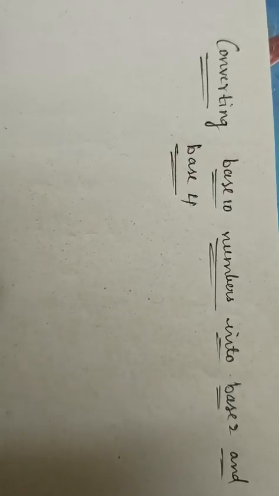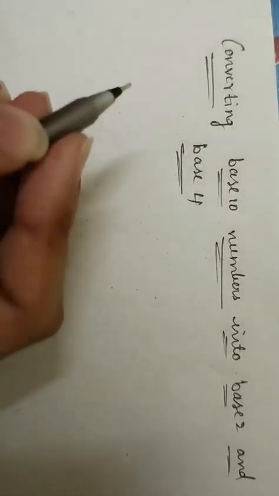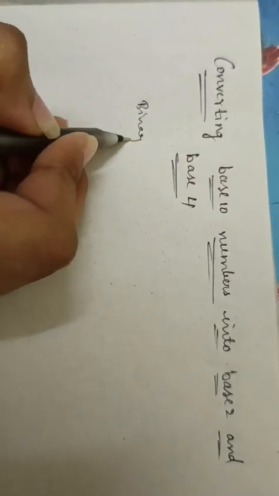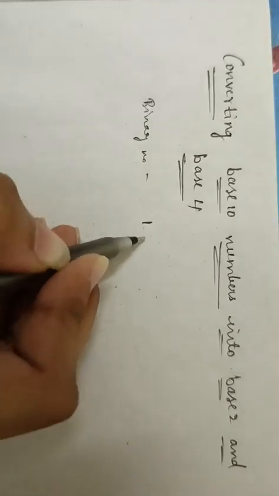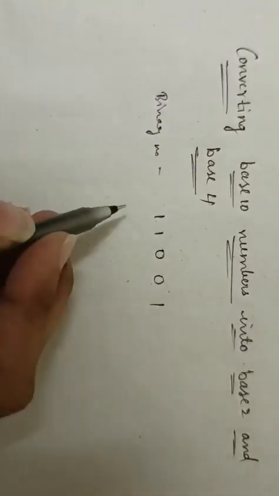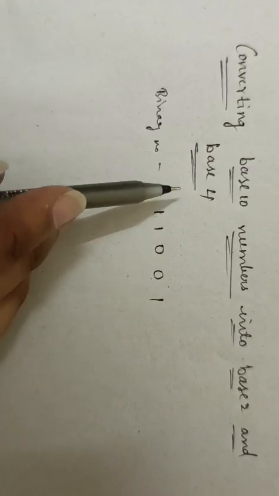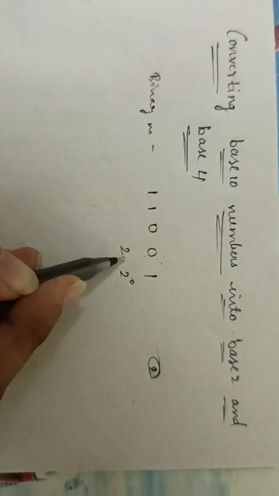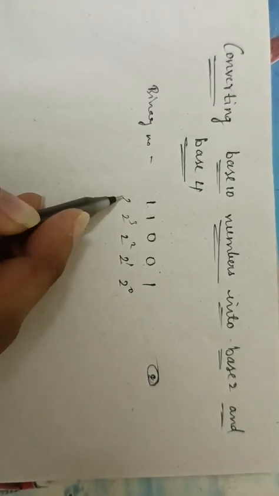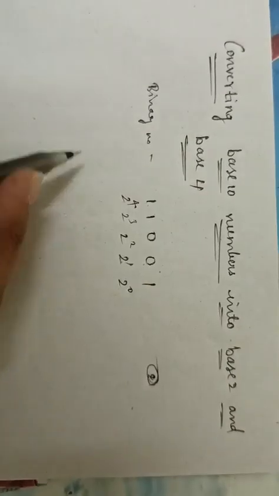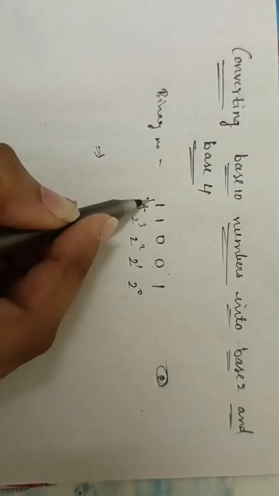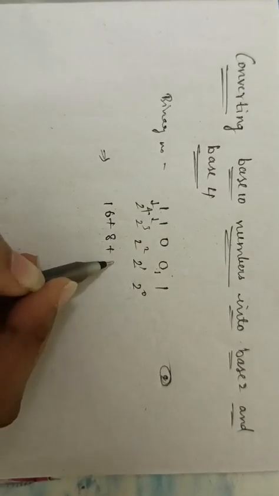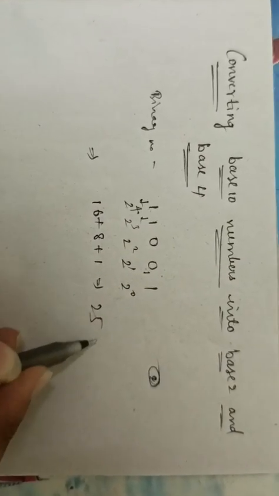Converting base 10 numbers into base 2 and base 4. For example, before explaining this, I will take an example of a binary number which only consists of ones and zeros. If we want to convert it as a base 2 number, we will give these values as 2 power 0, 2 power 1, 2 power 2, 2 power 3 and 2 power 4 from right to left, where we will only evaluate the values of the corresponding ones. I mean 16 plus 8 plus 1, 25.